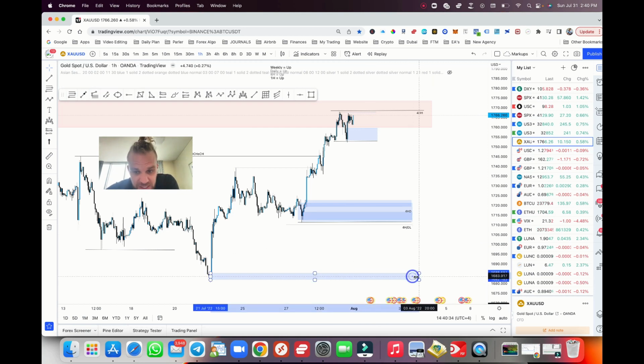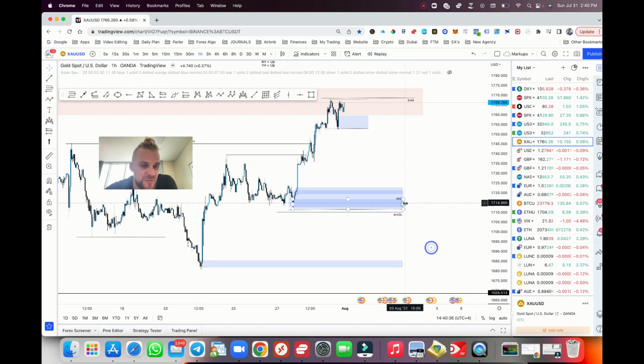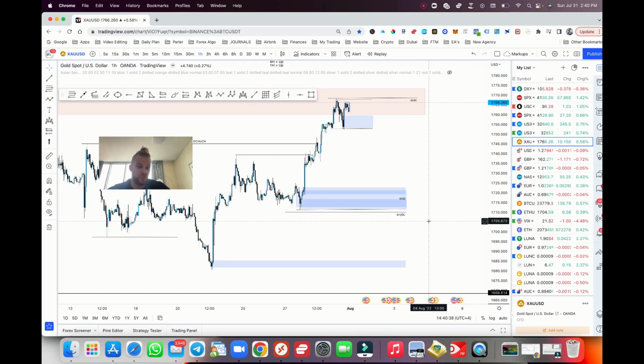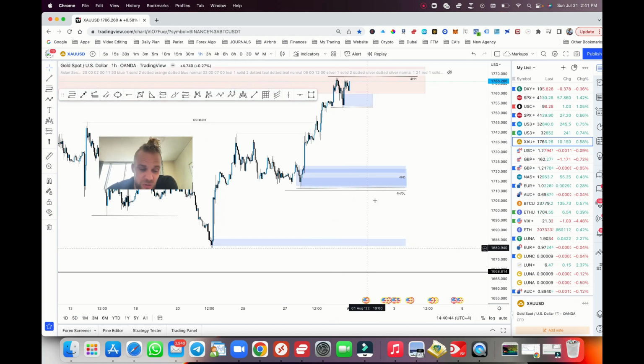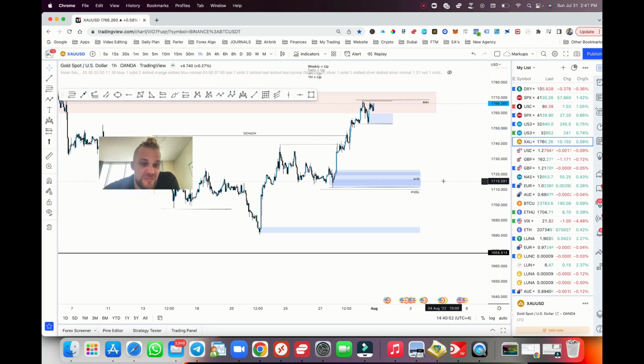If it does break, or if it does continue to go straight through, it doesn't matter. I mean, if it did, for some reason, because anything can happen in trading, if it did somehow go all the way down to this lower order block here, you could literally, as long as you got confirmation, make all your money back and a lot more, as long as you're using proper risk management, of course.